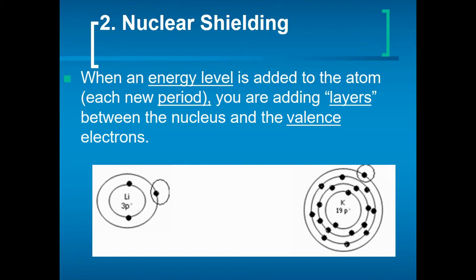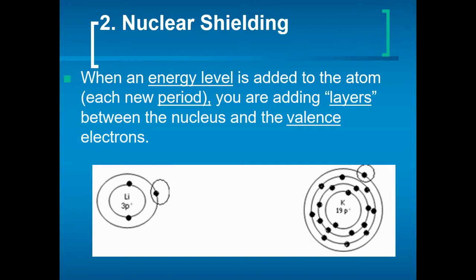Okay, you're adding energy levels. So you are basically blocking the view of the protons to see those electrons on the outside, the ones that we care about, those valence electrons. So if you were to look at something like lithium versus potassium, they are both in the very first family, the alkali metals. They both have one valence electron.